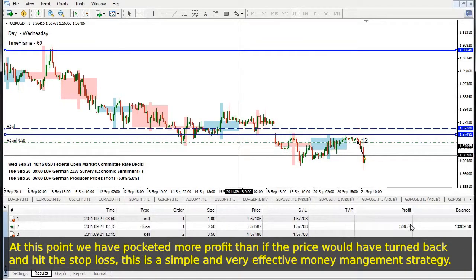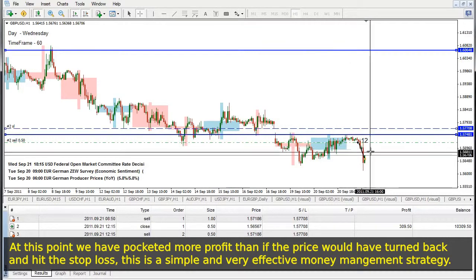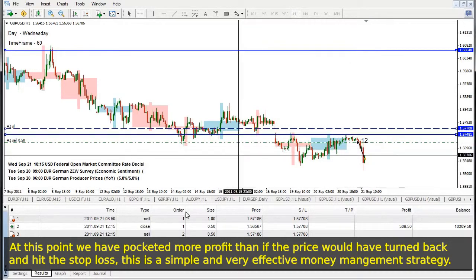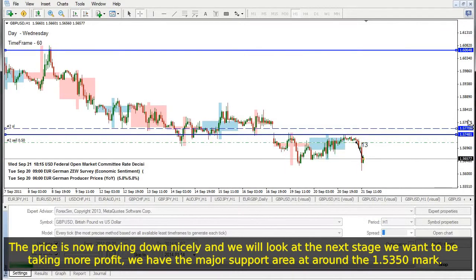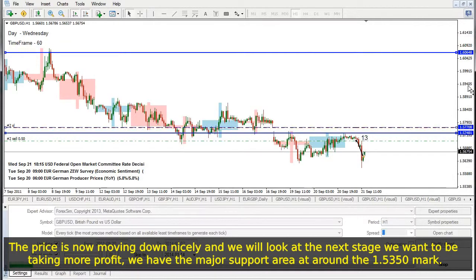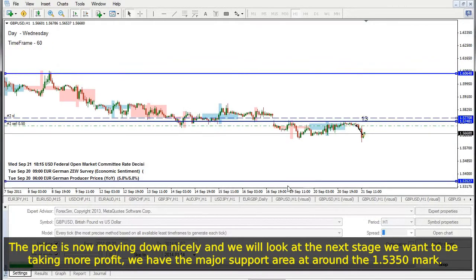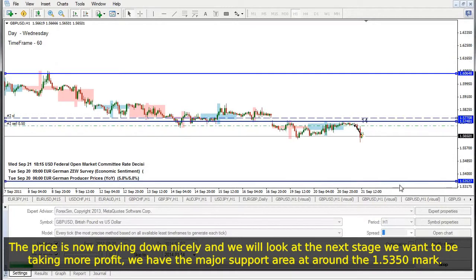At this point, we have pocketed more profit than if the price would have turned back and hit the stop loss. This is a simple and very effective money management strategy. The price is now moving down nicely, and we will look at the next stage. We want to be taking more profit.